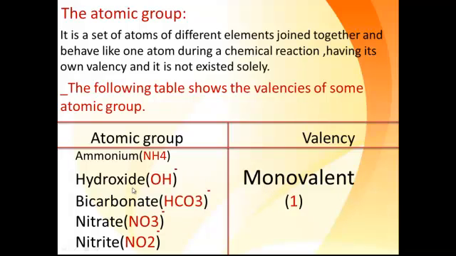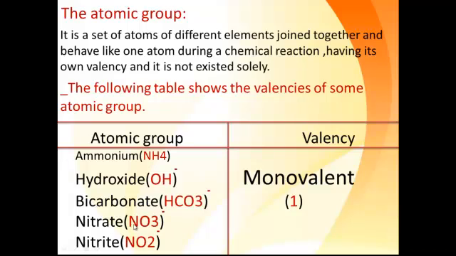Another example, hydroxide. The hydroxide group consists of two different elements, which are oxygen and hydrogen linked together, but during a chemical reaction, they behave as one atom and have their own valency, which is monovalent. Another example, bicarbonate consists of three different elements, which are a hydrogen atom linked with a carbon atom linked with three oxygen atoms to form this group. But during a chemical reaction, these different elements behave as one atom and have their own valency, which is monovalent.